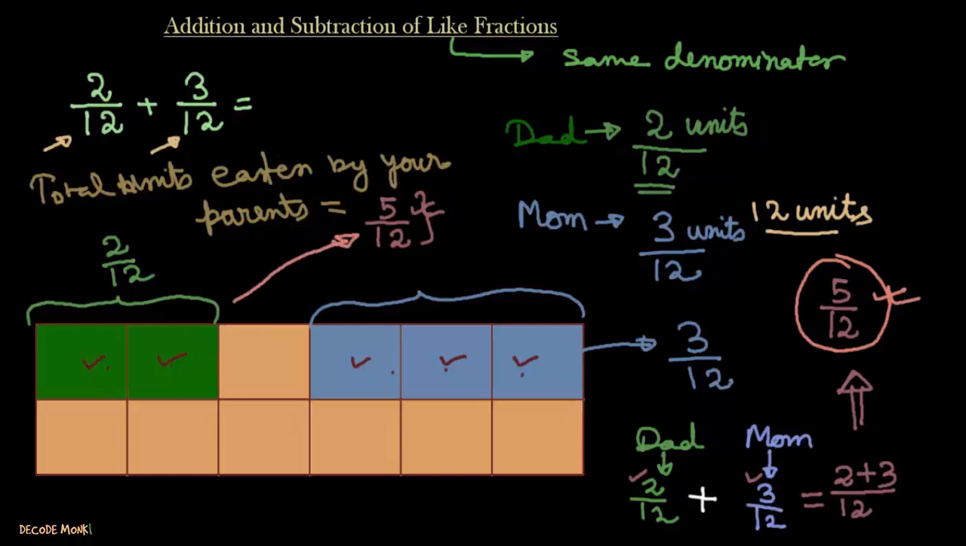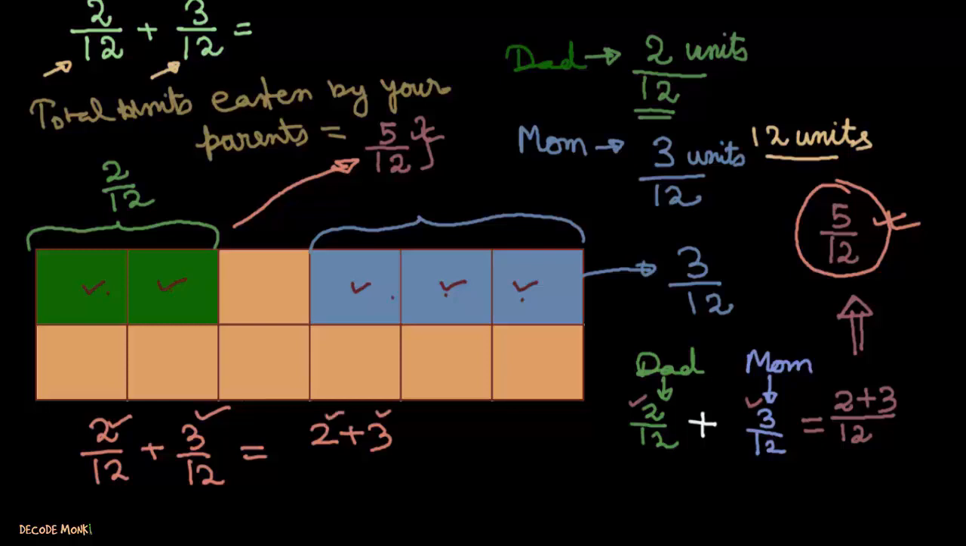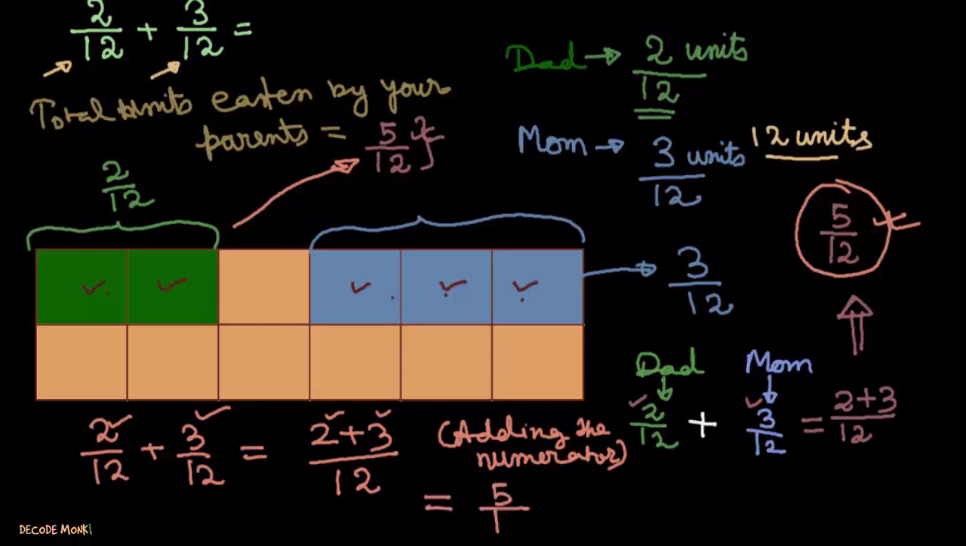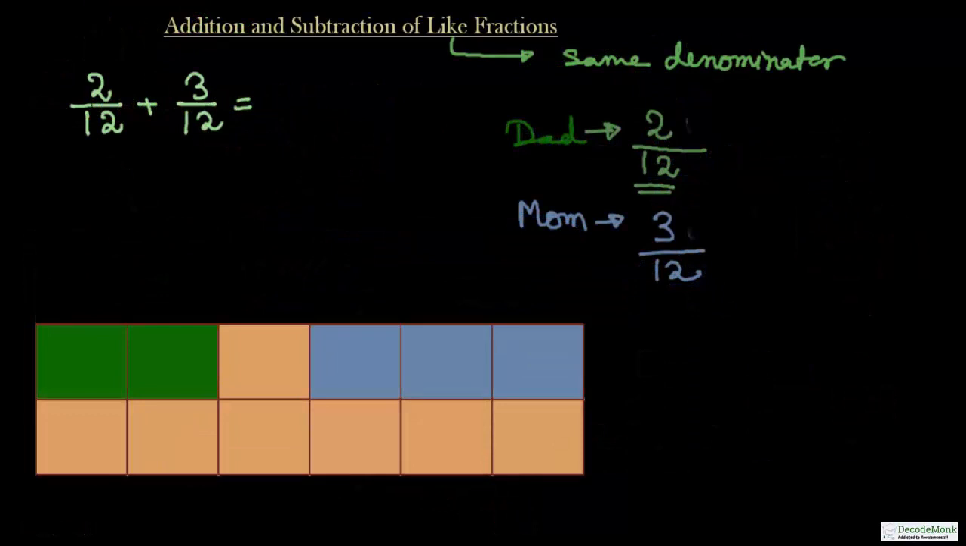Let me solve the question again over here. 2 by 12 plus 3 by 12 is equal to 2 plus 3, adding the numerators. Here we are adding the upper number, or numerator, and keeping the denominator the same. So 2 plus 3 equals 5 upon 12. I hope this makes some sense to you. So we have understood that 2 upon 12 and 3 upon 12 taken together is equal to 5 by 12, which represents 1, 2, 3, 4, 5 parts consumed by your parents.